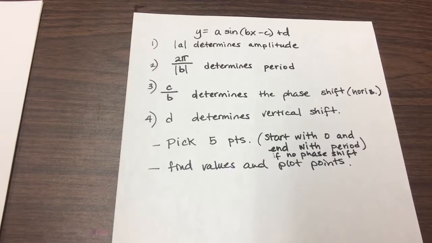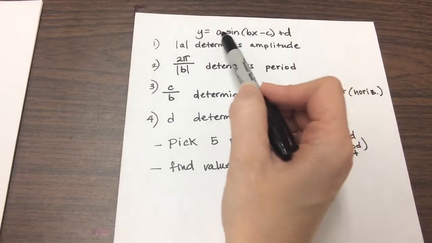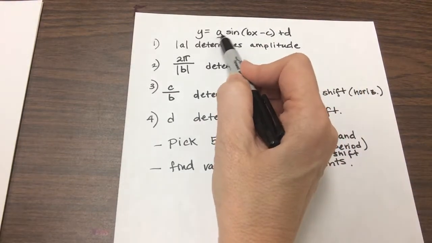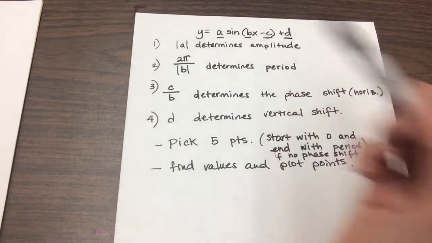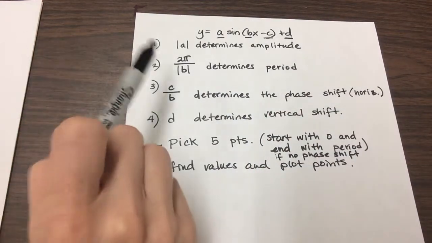y equals sine of x and y equals cosine of x. Now we're going to actually make these more complicated and throw some transformations in them. So we've got A, B, C, and D affecting how this graph is moved around.